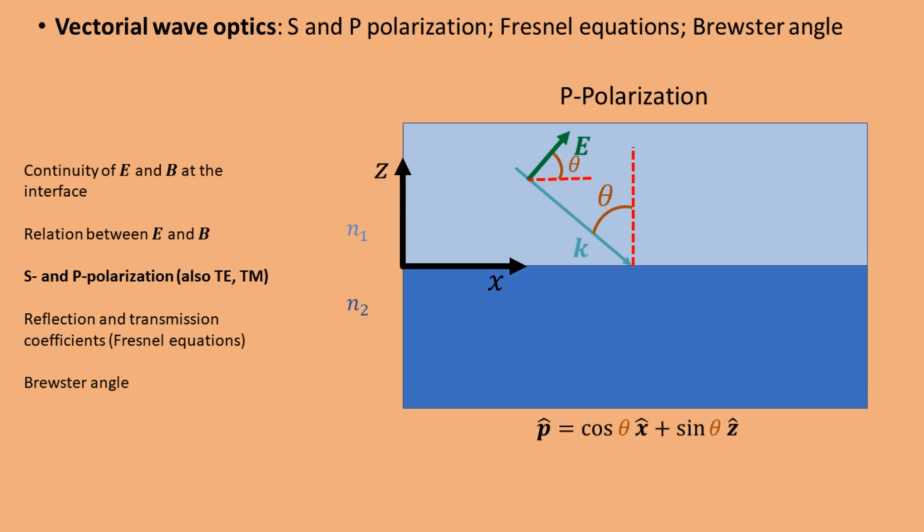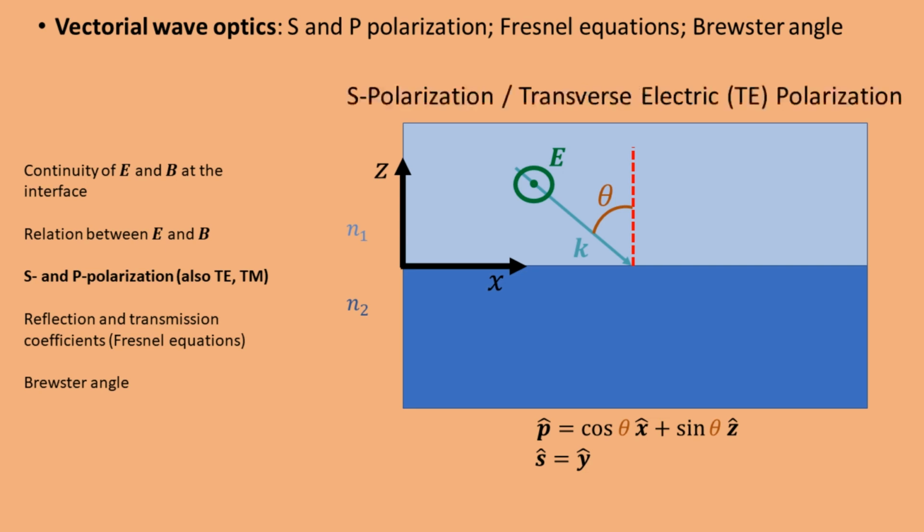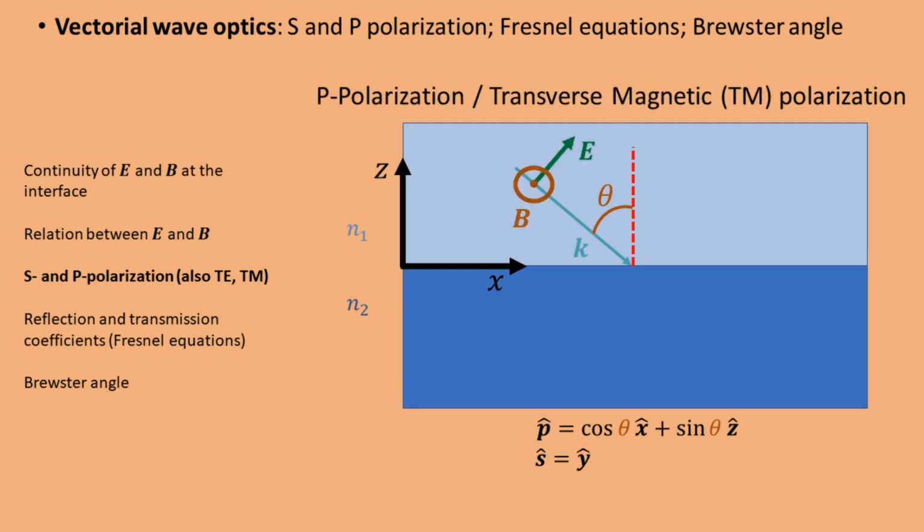Another direction in which the electric field can be polarized is perpendicular to the plane of incidence, which in this case would be in the y direction. This state of polarization is called S-polarization, and again we can define a unit vector indicating this direction of polarization. S-polarization is also called transverse electric polarization or TE polarization because the electric field points along the direction of the interface, and similarly, P-polarization is also called transverse magnetic or TM polarization because the magnetic field points along the direction of the interface.